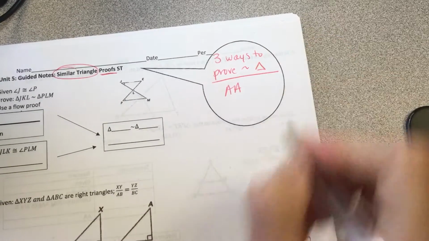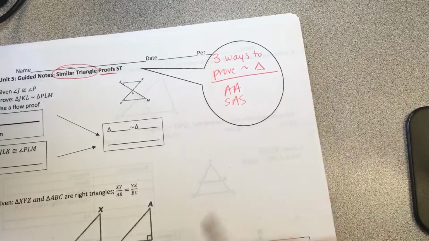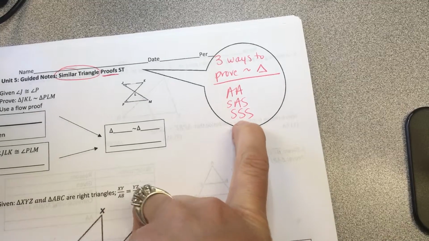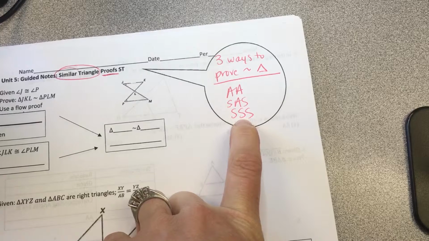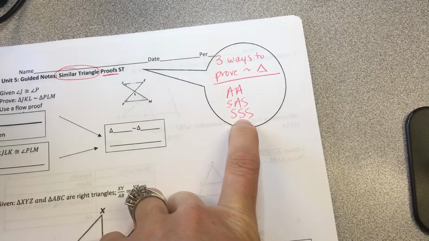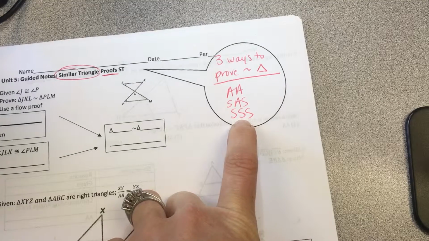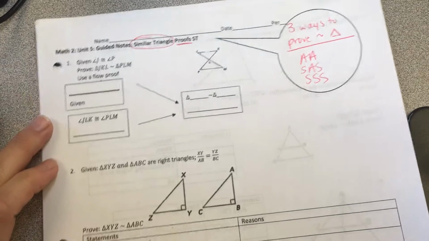Good. Angle, angle. Side, angle, side. And side, side, side. Now, remember for side, side, side, it's not that the sides are congruent. It's that the sides are proportional. All right. So let's do the first one.